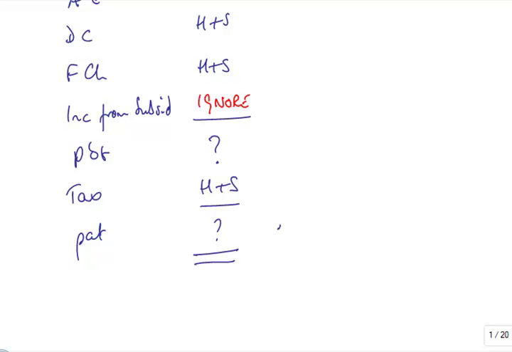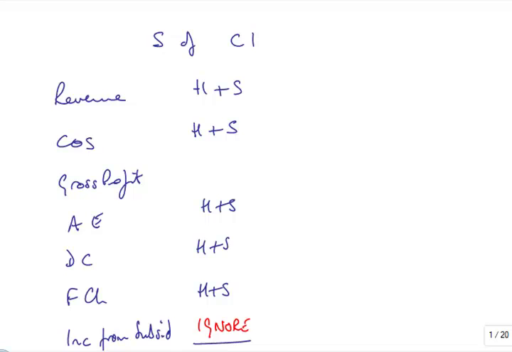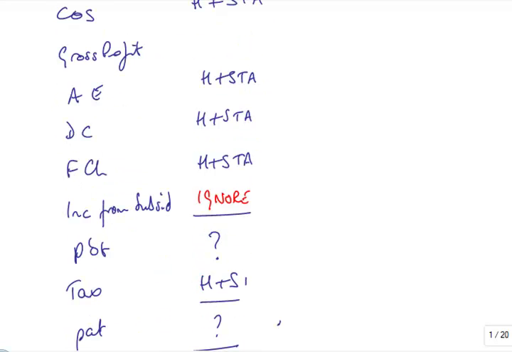What's the key word? What did we start with yesterday morning? What's the big word in consolidations? Control. Yeah, control. We might not have owned this subsidiary for a full year. So it's actually not H plus S, it's H plus S time apportioned. Only bringing in the post-acquisition results of S. H plus S time apportioned.